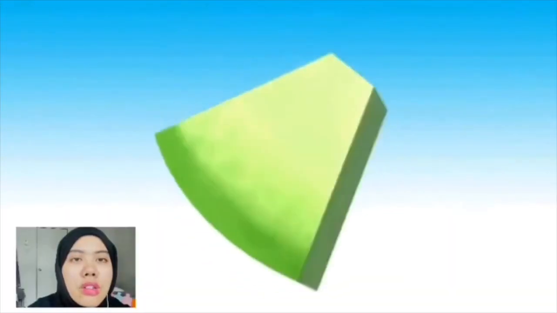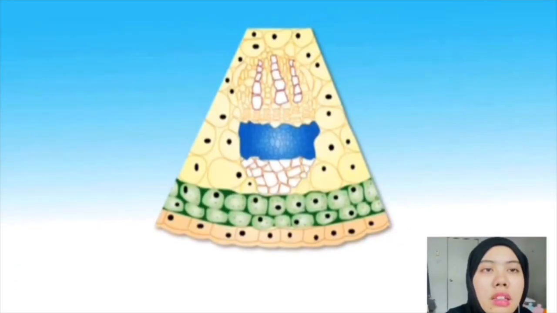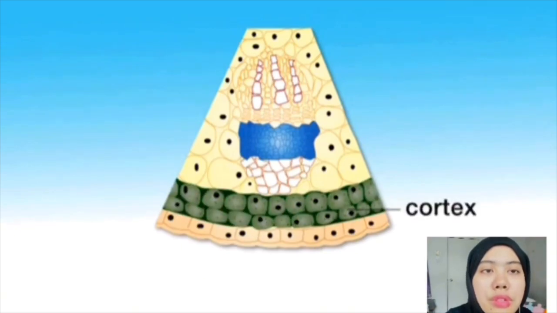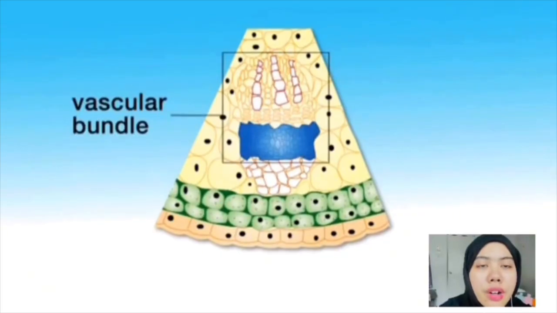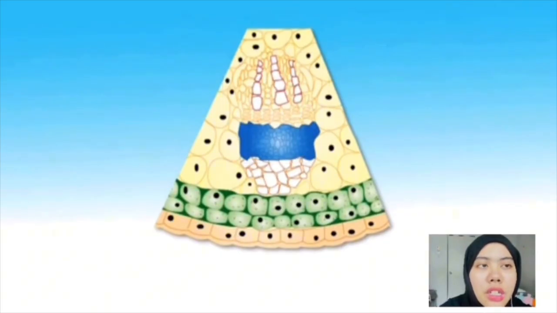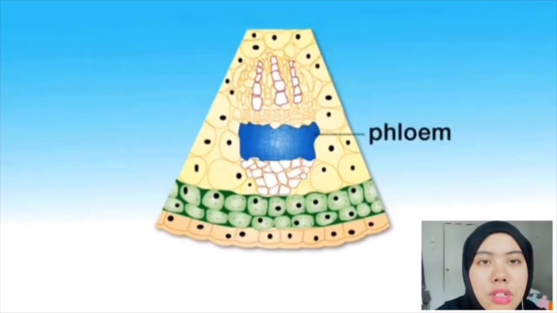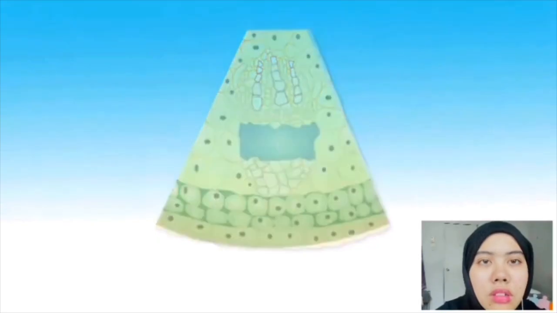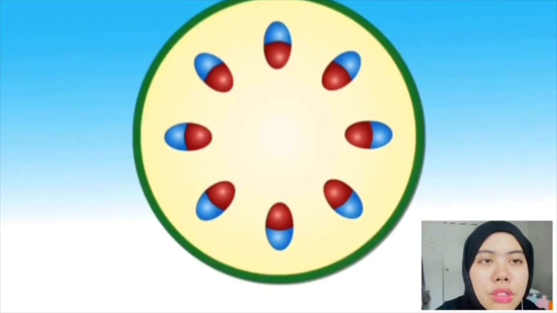The stem consists of several layers. The outermost layer is the epidermis. Under the epidermis are several layers of thin wall cells, which form the cortex. The vascular bundles are separate and usually arranged in a ring at the periphery. In each bundle, xylem is located in the inner region, and phloem is located in the outer region. In the center is the pith, which stores food.